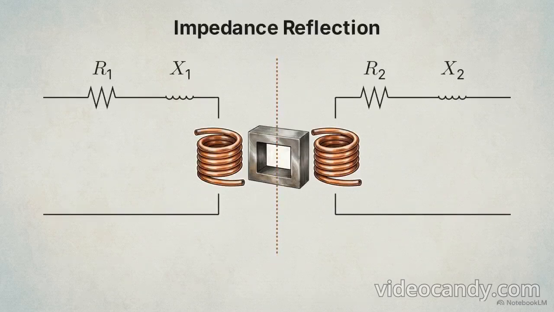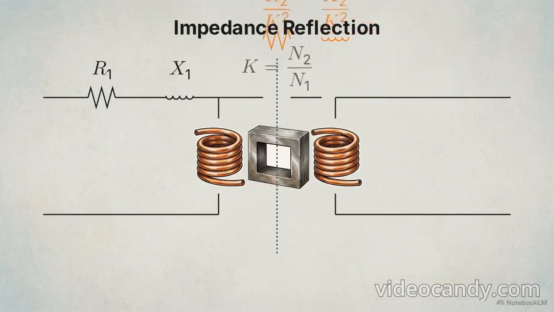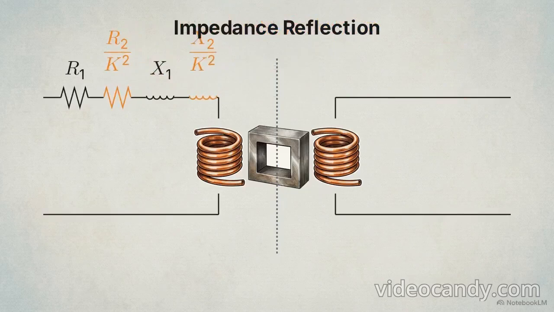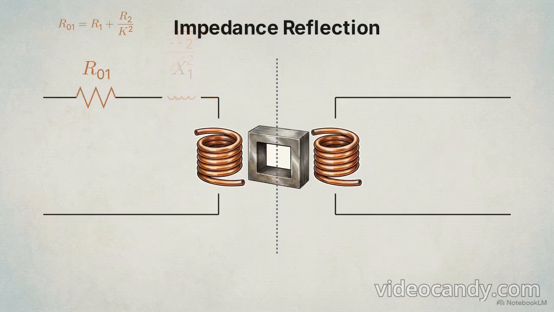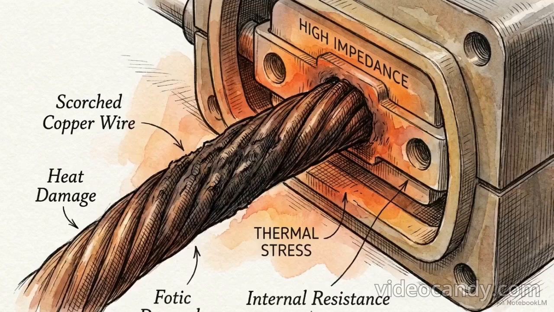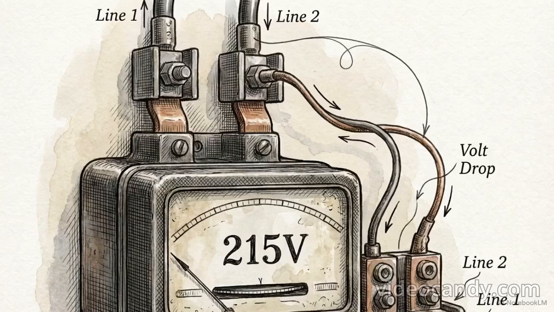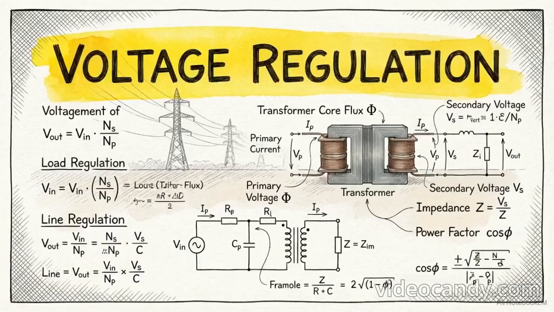Calculating values using this complete equivalent circuit is mathematically tedious because the primary and secondary parameters are physically separated by the core's magnetic barrier. To simplify the math, engineers use an impedance reflection technique. We can virtually bypass the core by transferring the secondary resistance and reactance over to the primary side. To maintain electrical accuracy, these transferred values must be multiplied by the inverse square of the transformation ratio. Secondary resistance becomes R2 over K squared, merging with the primary resistance to form a single lumped equivalent resistance.